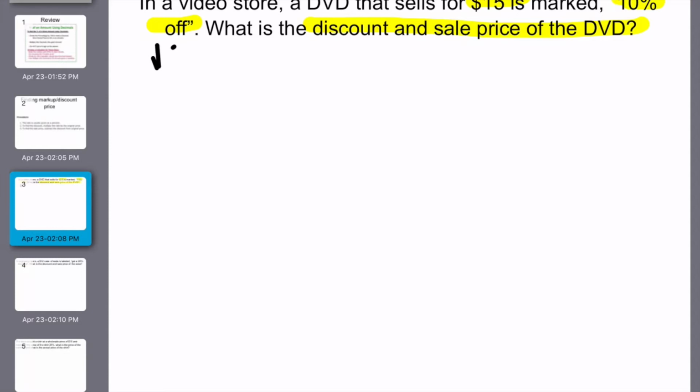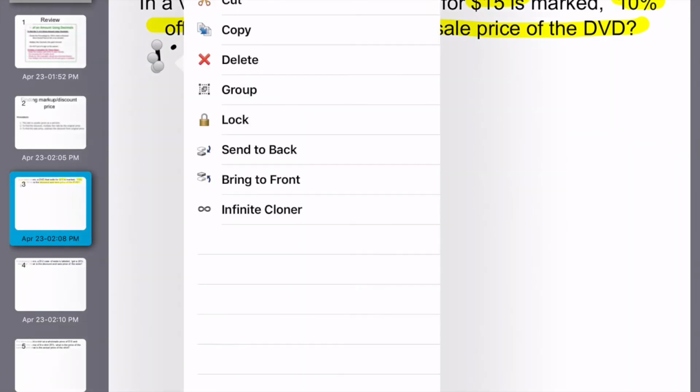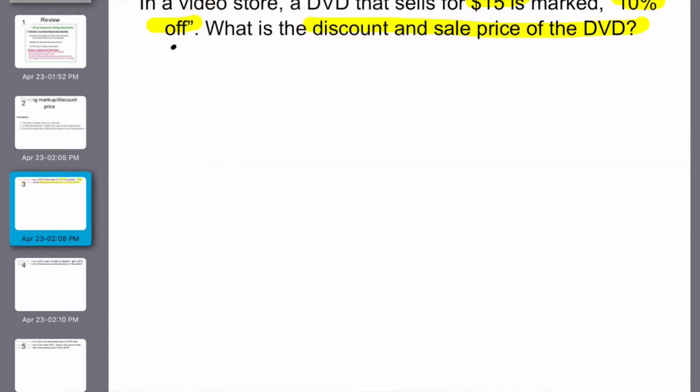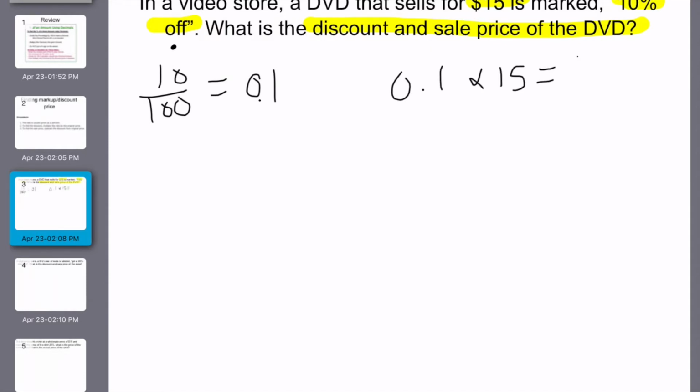Okay, well, we'll just ignore that. So I need to take 10% and divide that by 100. So that's going to equal 0.1 as a decimal. So now I do 0.1 times 15, and I get $1.50. So that is my discount.